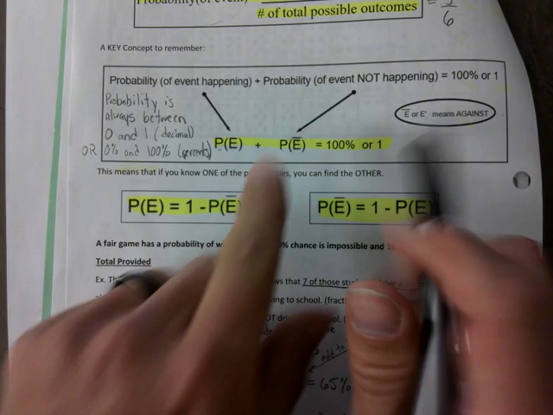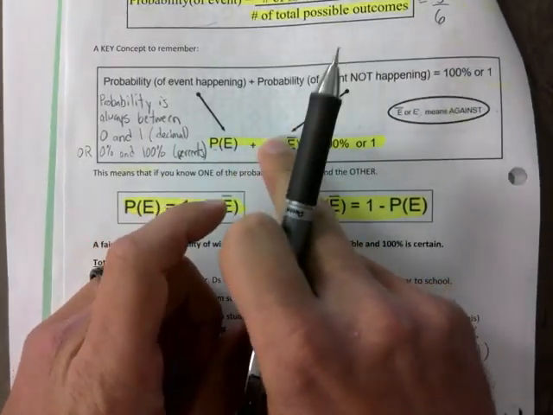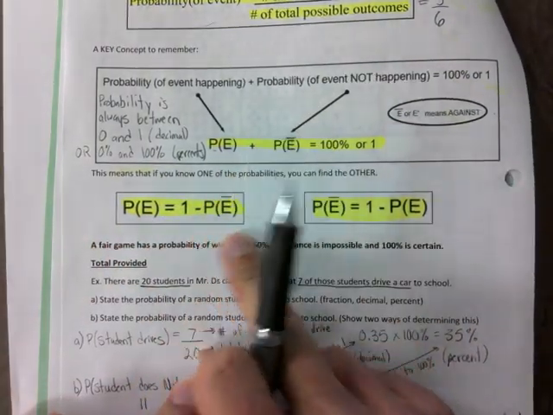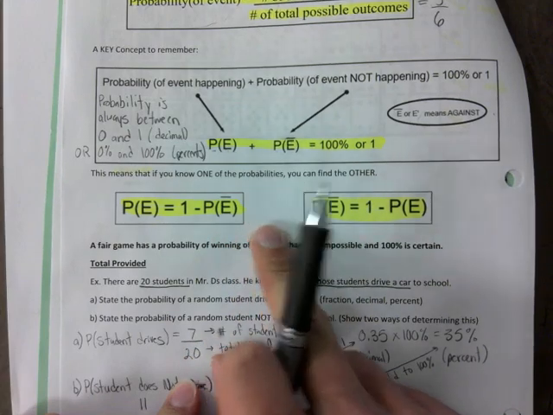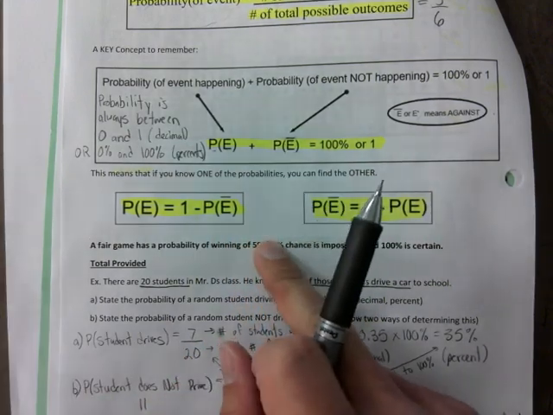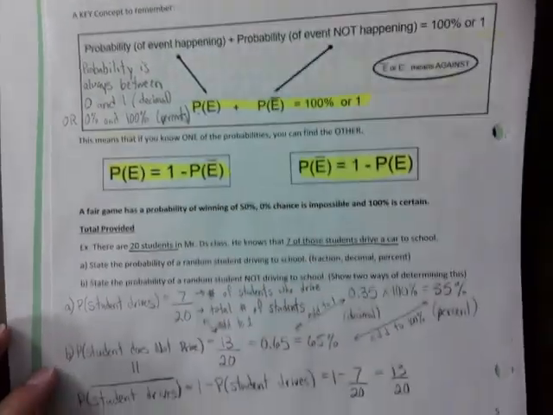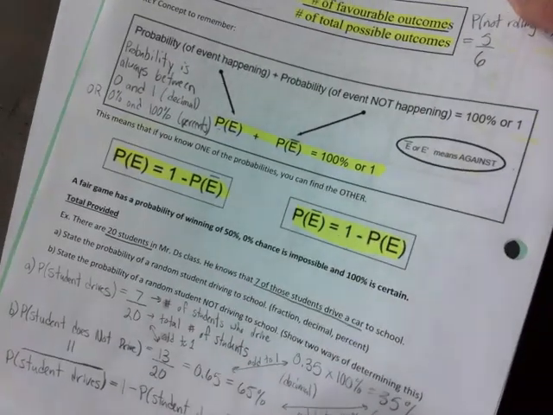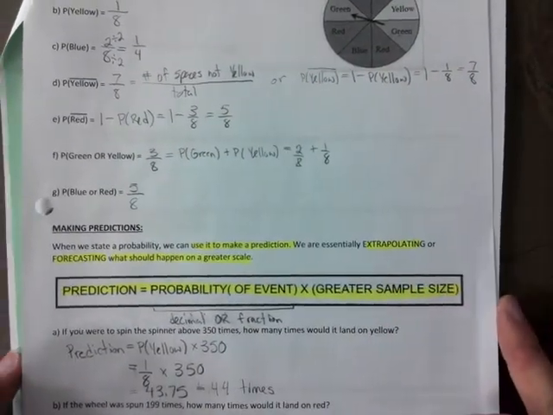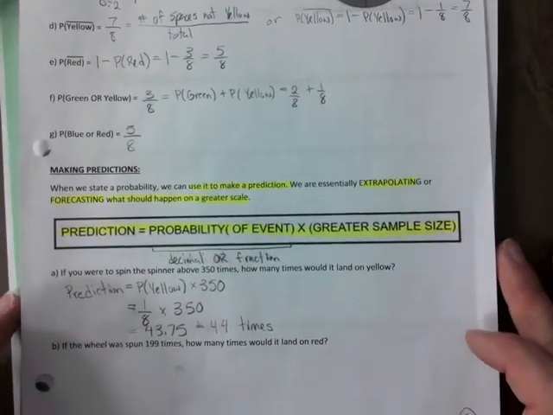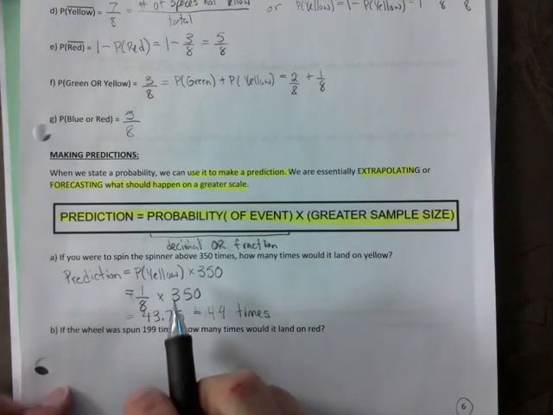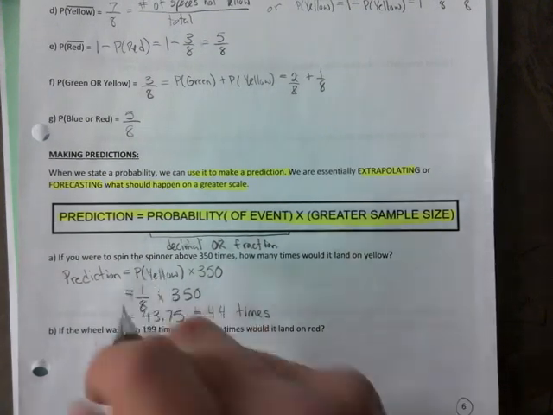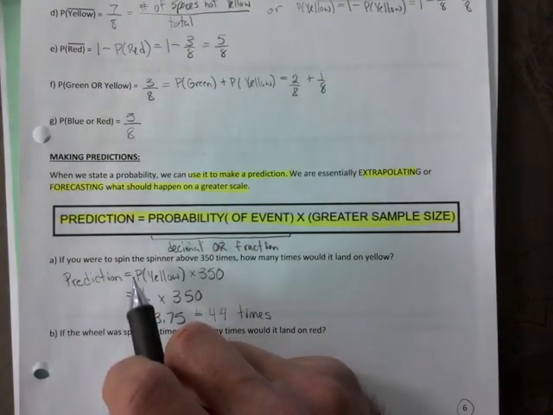But you can also use words if you forget the notation or this doesn't make sense. But we can rearrange this equation to get these two. And we saw that this can help us in certain questions, make our life a little easier. And then we went over some examples of finding some probabilities and making predictions, right? So we can make predictions.